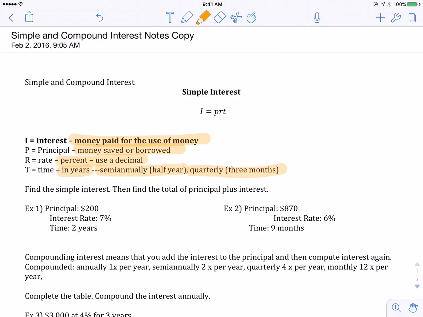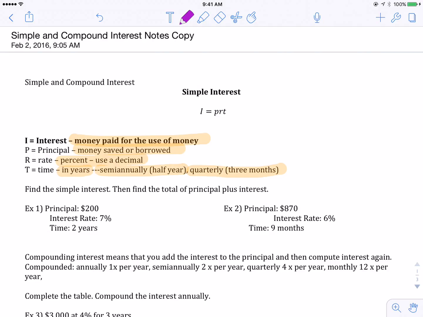We want to be able to find simple interest. And when we say simple interest, that means you are charged one time for interest. So this can be a really good deal. If you borrow money from your parents and they say, okay, you can have this $200, but I'm going to charge you 7% and I'm going to give you 2 years to pay it back. That would be an example of simple interest.